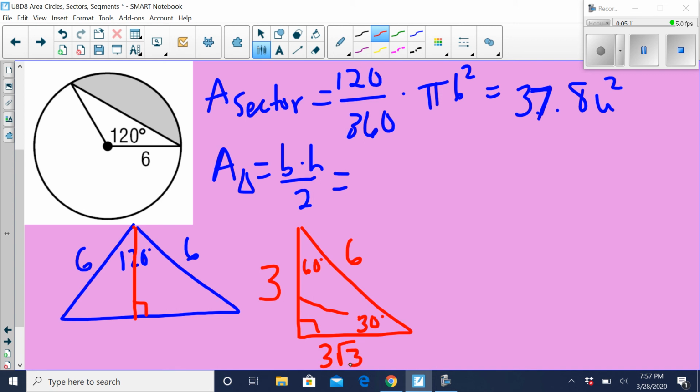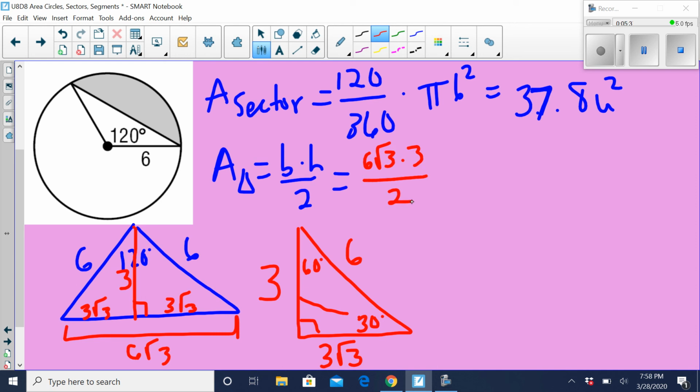So when I go back to my original triangle, the one that we're actually finding the area of, the height is 3. This segment is 3 root 3. This segment over here would also be 3 root 3, which means the full base will be 6 root 3. And now we can calculate the area of the triangle. So 6 root 3 times the height divided by 2.